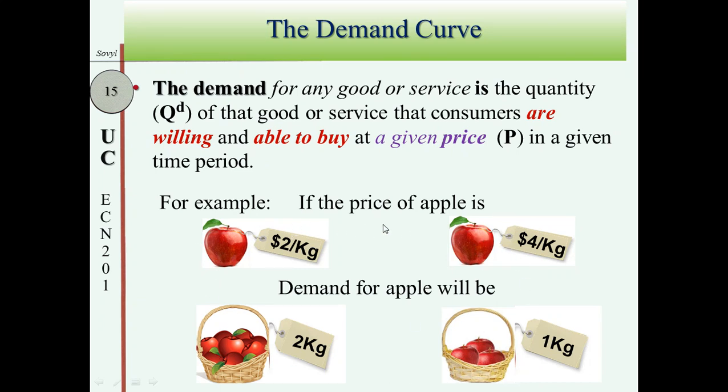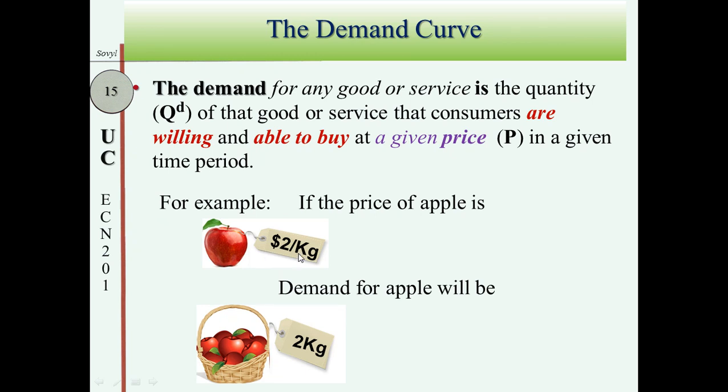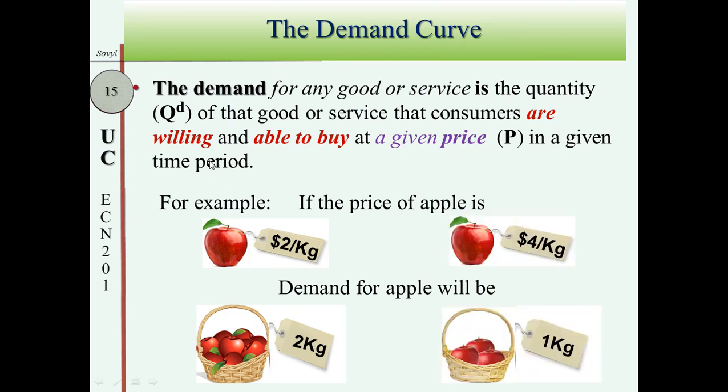So based on this, what can you see? When the price is $2 per kilogram, the quantity demanded will be 2 kilograms per day. But in the other condition or the other time, when the price is $4 per kilogram, the demand for apple will be 1 kilogram per day. Okay, so this is an example. This is demand for a product.